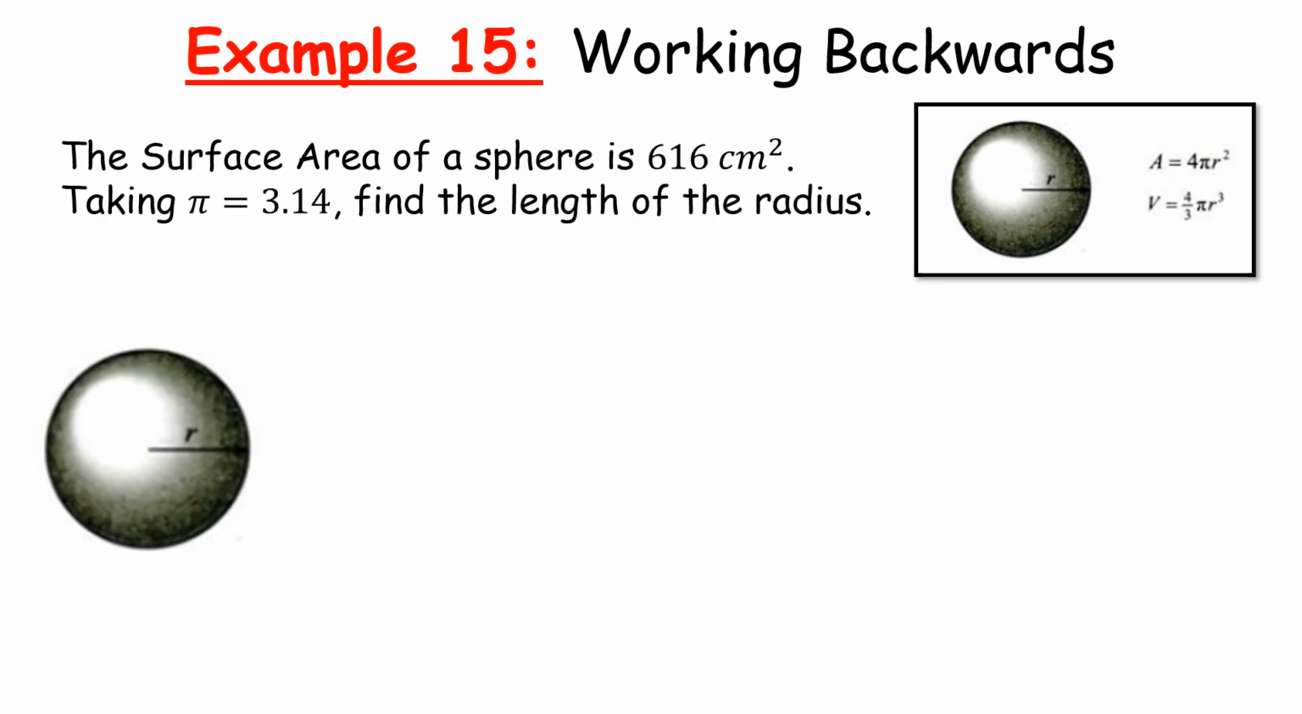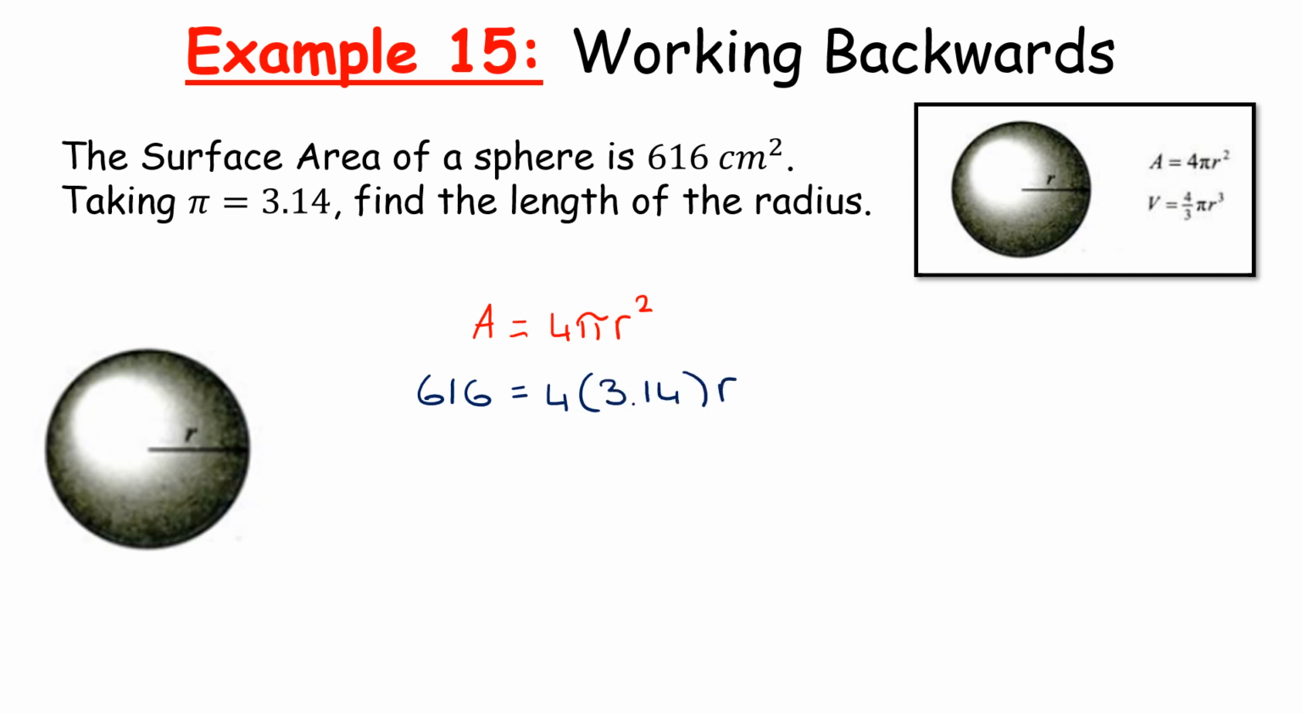Let's look at another question working backwards, but this time let's look at surface area. So the surface area of a sphere is 616 centimeters squared. Taking pi as 3.14, find the length of the radius. So our area formula, really keep a close eye on the formulas that you're using. Make sure you're using the right ones. Take a second. They're there in the log table, so make sure you're not losing marks by pulling the wrong one. So they're telling us to use 3.14 for pi.